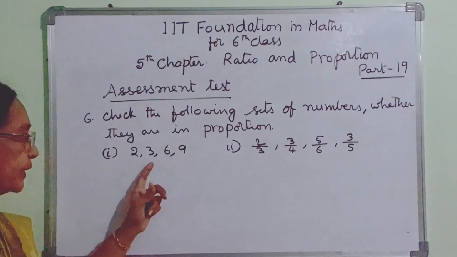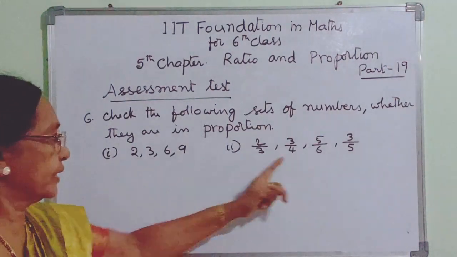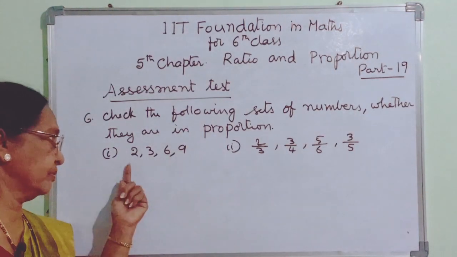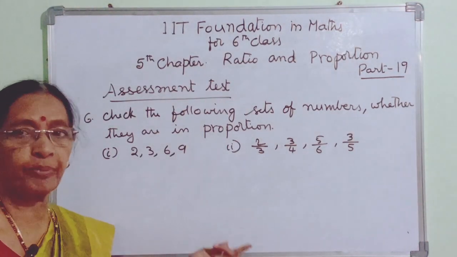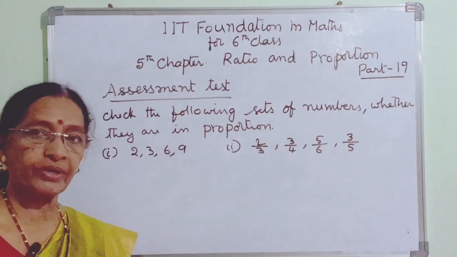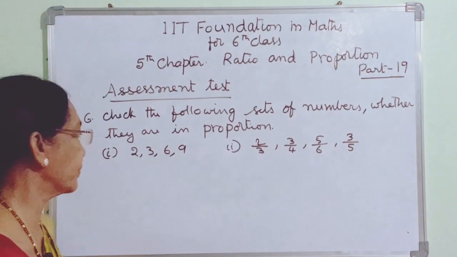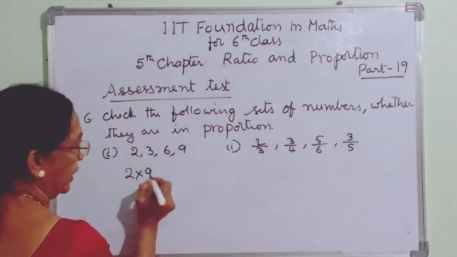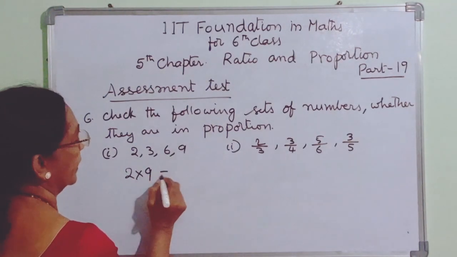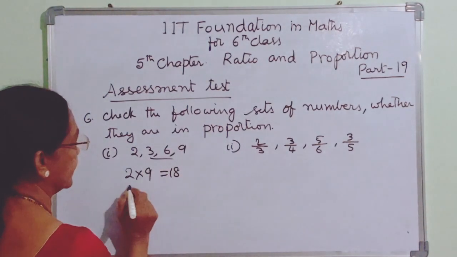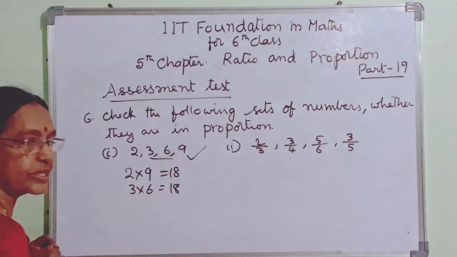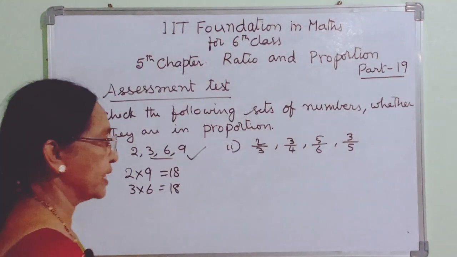First set, 2, 3, 6 and 9, and another set. So if four numbers in an order are in proportion, the product of extremes is equal to the product of means. So here the product of extremes 2 into 9, 2 nines 18, and the product of means 3 into 6 is equal to 18. Therefore this set of numbers are in proportion.